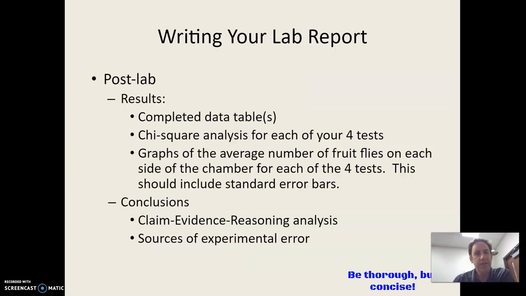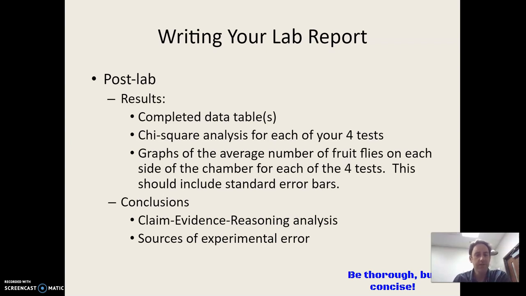And before I get to that, just a reminder, the post-lab has results and conclusions. So your results should have your completed data table. And then you're going to actually do a chi-square analysis for, actually, you know what? We're going to skip that. Just kidding. Skip the chi-square. We're not doing chi-square. But you are going to need graphs of the average number of fruit flies on each side of the chamber for each of the 4 tests with standard error bars.